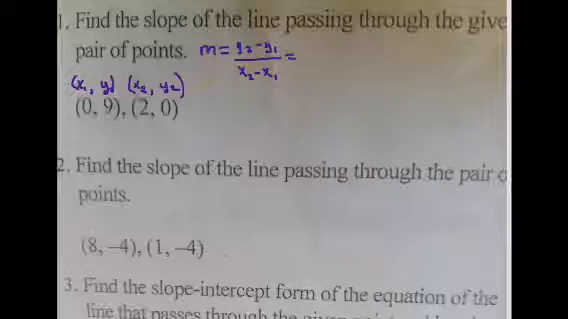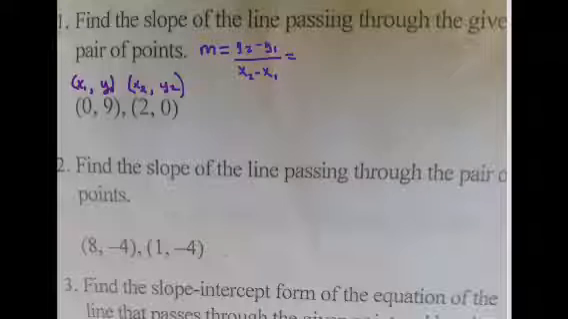Alright, so this is chapter 1 review. Number 1 is asking you for the slope of the line passing through those 2 points. I've written down the formula for the slope, and I've labeled each point x sub 1, y sub 1, and then the other one x sub 2, y sub 2. That'll make it easier when you're substituting into the formula.